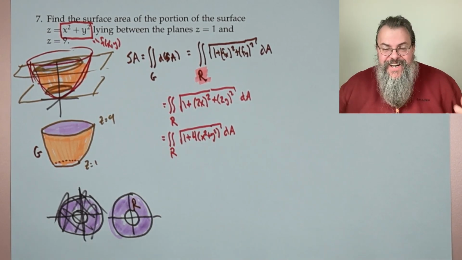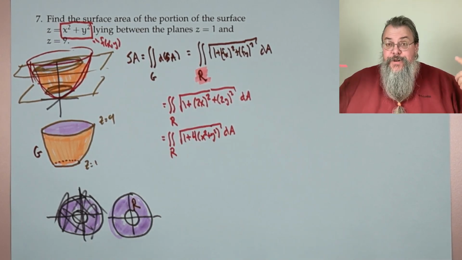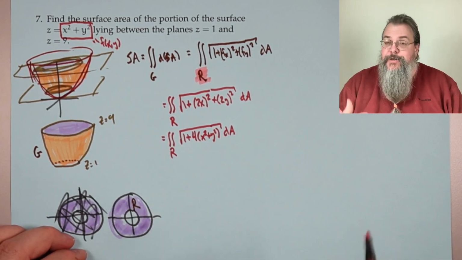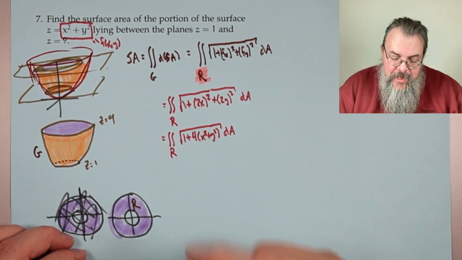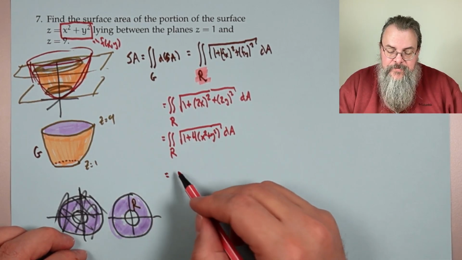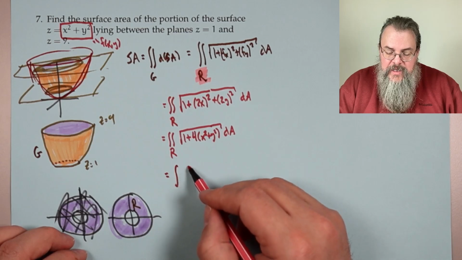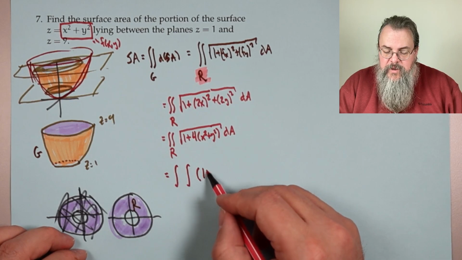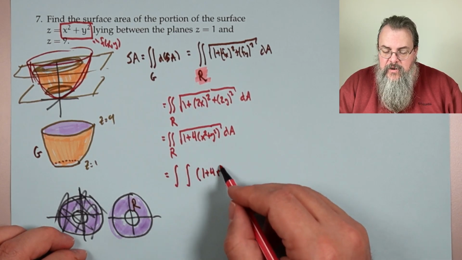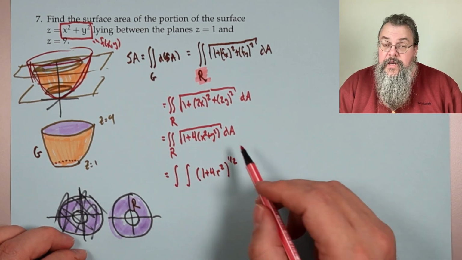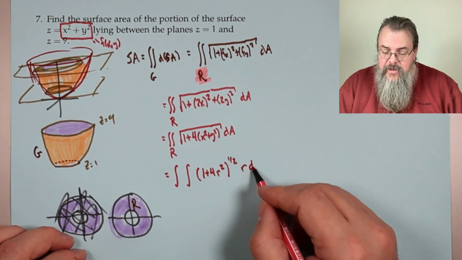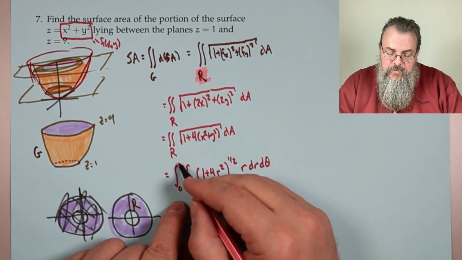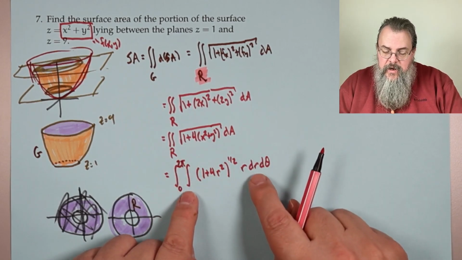No surprises, we're going to do polar. We see x squared plus y squared, we see circles: polar, polar, polar. So here we go. The integral of the square root of 1 plus 4 r squared, which we can write as 1 plus 4r squared to the 1/2, dA becomes r dr d theta. Where does theta go from? 0 to 2 pi. And where does r go from?